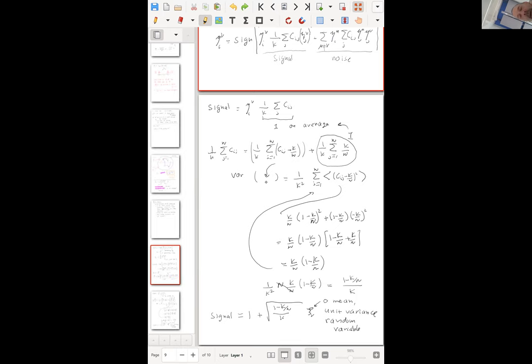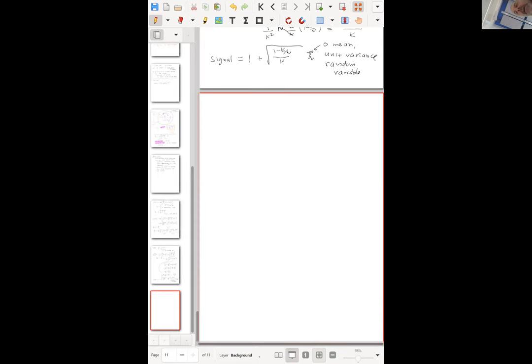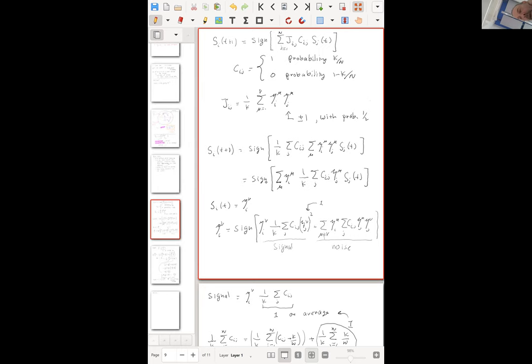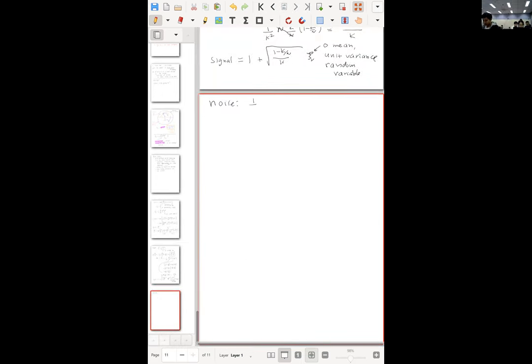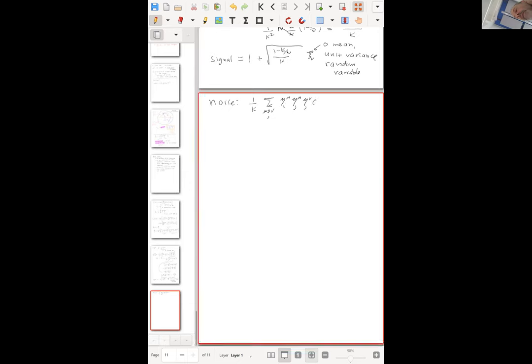So let's look at the noise now. Go back to what it was, and we're missing a 1 over k. So the noise is 1 over k. Let's have a look at it. It's pretty much the same as before. The sum, mu not equal to nu, and j, of eta i mu, eta j mu, eta j nu, and now there's a C_ij term here, okay? And so this again has n times p minus 1 terms, okay?